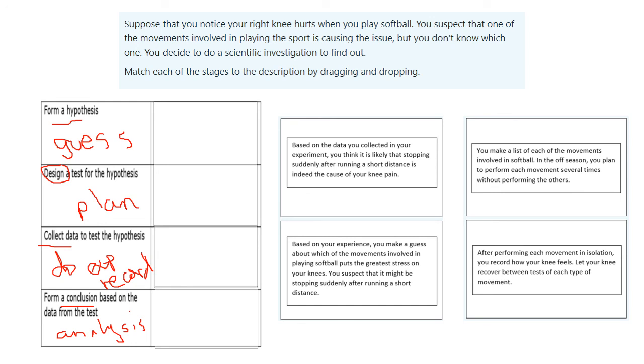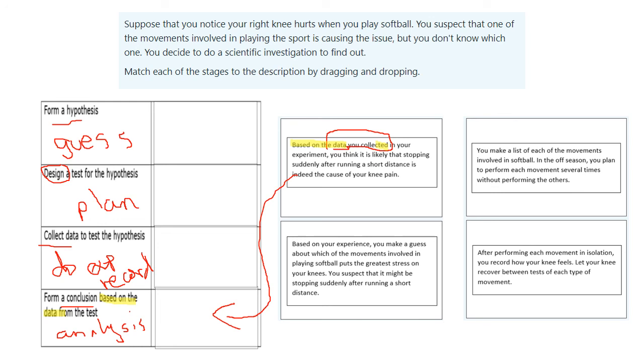So, based on the data that you collected, data has already been collected. This is finished. You think it is likely that stopping suddenly after running a short distance is indeed the cause of pain in your knee. Now, this is based on the data. Based on the data you collected is in the past tense. You already finished collecting the data. Well, making a conclusion is after you finish collecting the data.